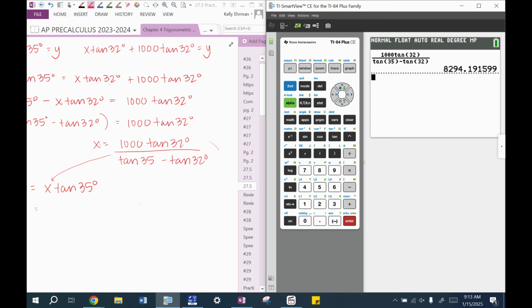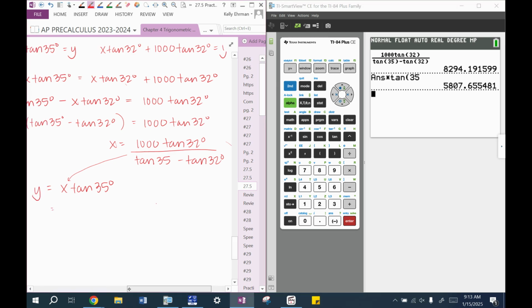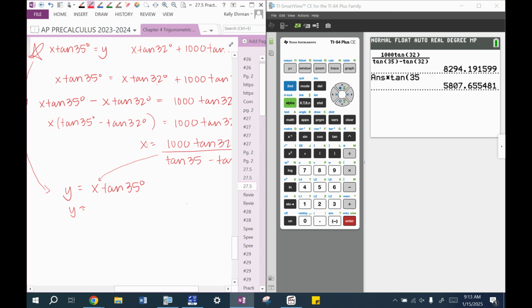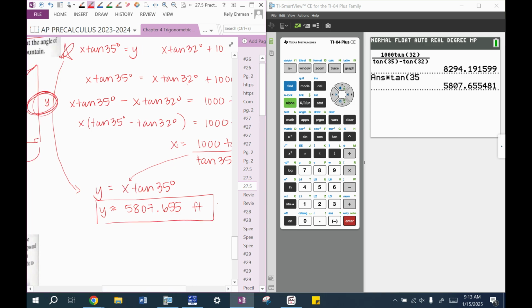And then y is equal to x times tangent of 35. So times tangent of 35. So for y, I get an approximation of 5,807.655. This is measured in feet because that 1,000 distance that was given in the problem was 1,000 feet closer.